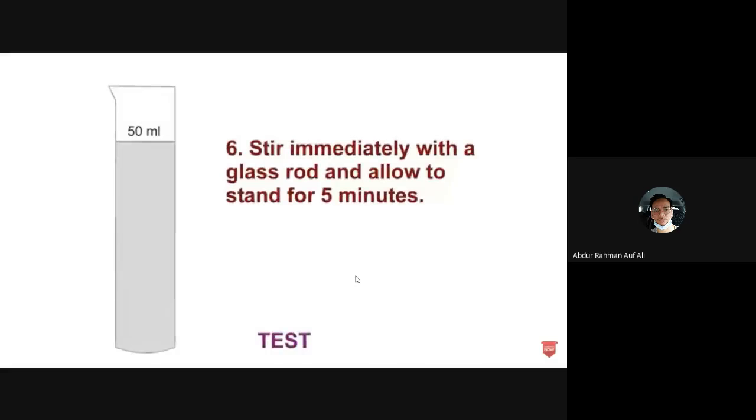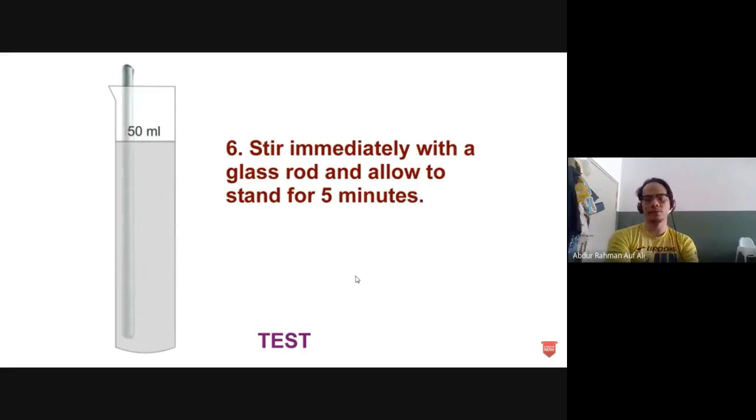With the same sample solution, stir immediately and allow to stand for 5 minutes. Leave it alone for 5 minutes. So observe the opalescence juga, sama macam standard solution tadi.